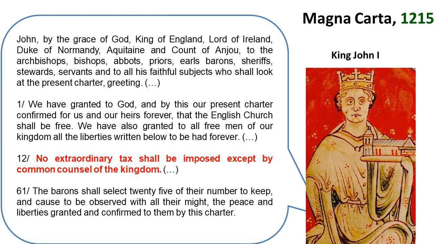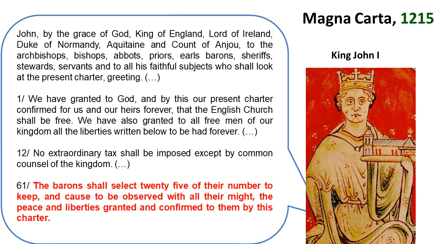And so the consequence of that, in Article 61 here, it reads, the barons, so the nobles, shall select 25 of their number to keep and cause to be observed with all their might the peace and liberties granted and confirmed to them by these charters. So you see here, it is written that 25 barons should be selected in order to represent all the nobles of the kingdom. So that marked the starting point of the building of a parliament that would be composed of the lords of the kingdom.